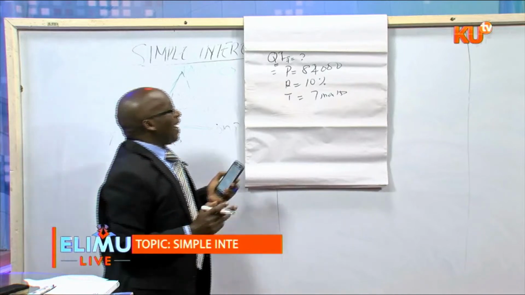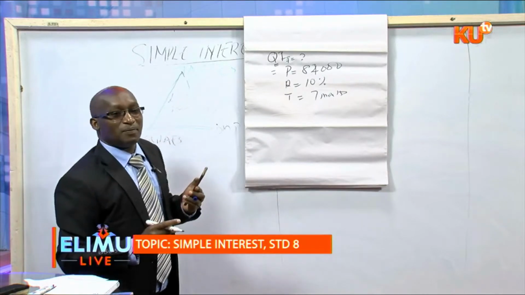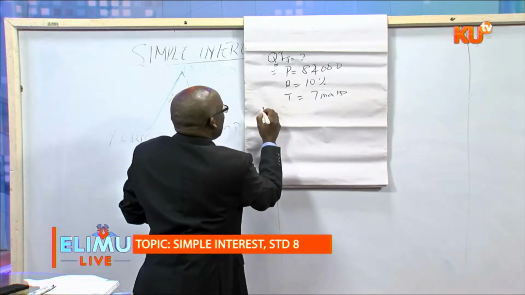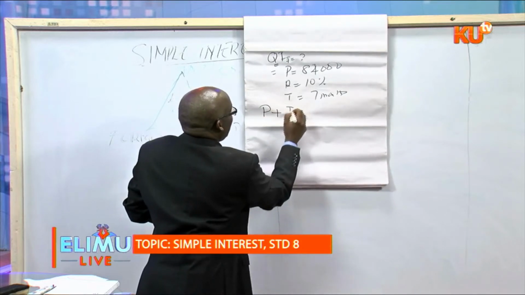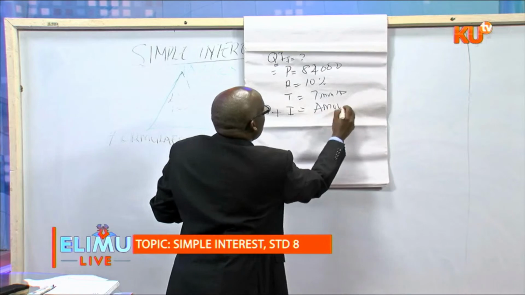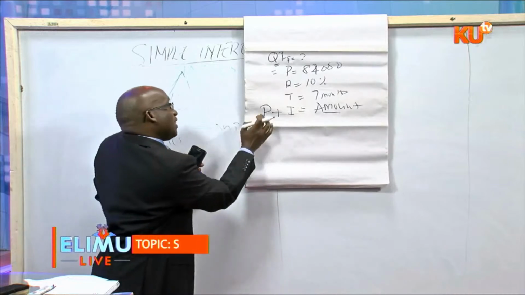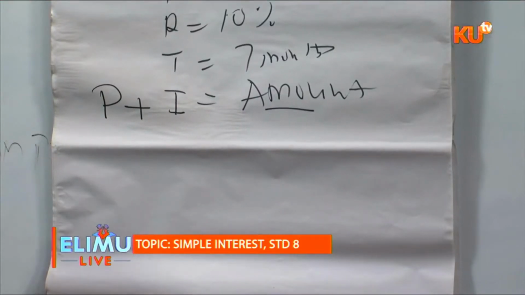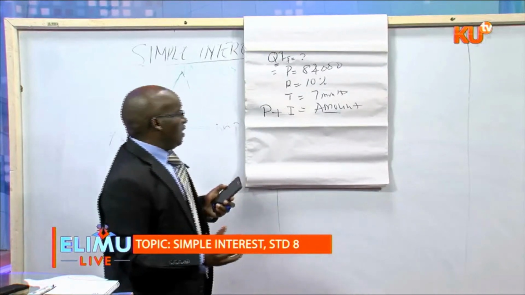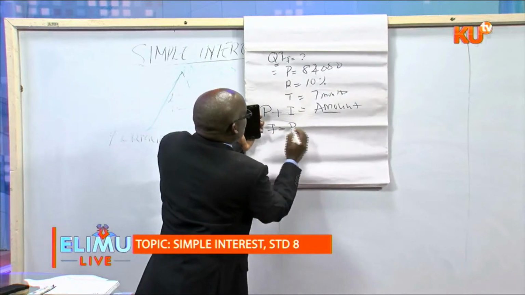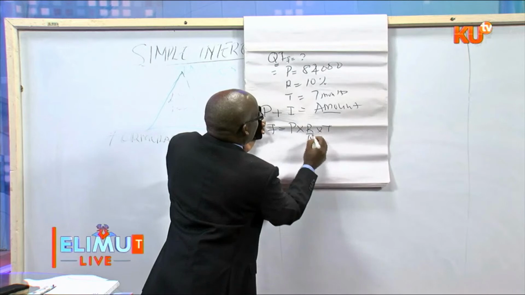Remember, the question again is asking you to find the amount. For you to be able to get the amount, you need to add the principal plus the interest. This is what is going to give you the amount. So for you to get the amount, you need to get the principal, that is money that was deposited in the account, plus the interest, which is the money earned.